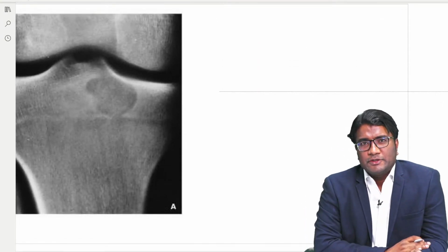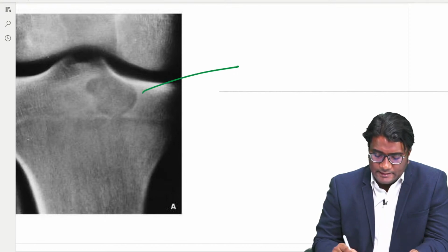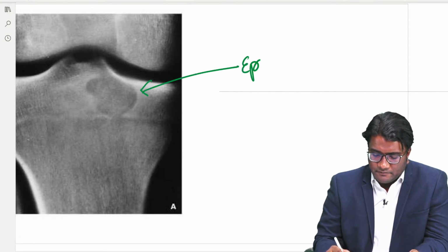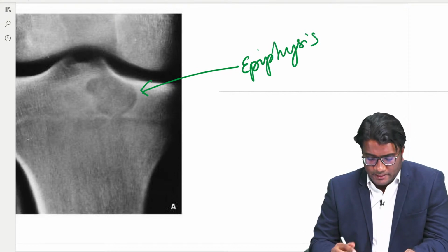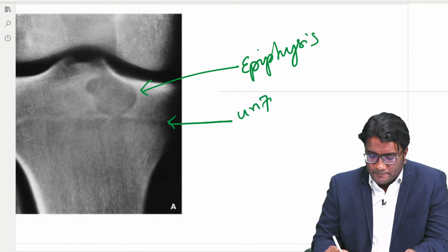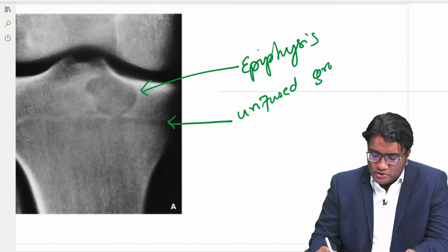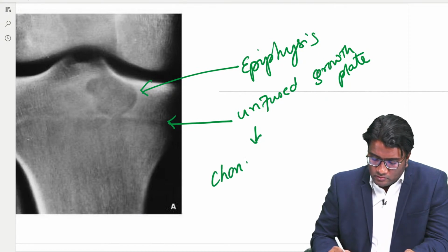Now look at this lesion. What do you think is this lesion which is seen in the epiphysis? This is in the epiphysis, and this is not eccentric. It is not completely towards one side. And look at the growth plate. The growth plate is also not fused, unfused growth plate. So this is also a young patient. Epiphyseal lesion. This is chondroblastoma.